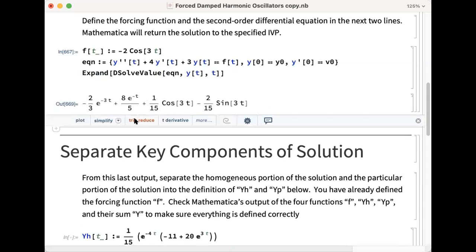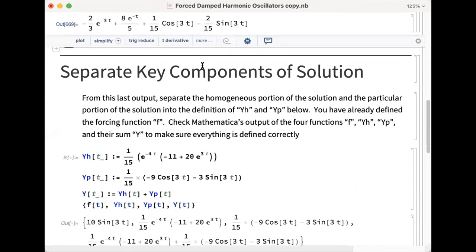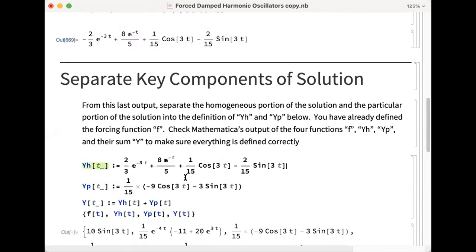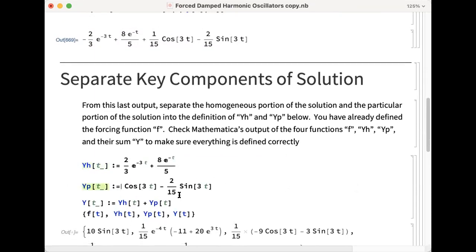Now that matches mine exactly, even in the order. Do you see Mathematica writes cosines before sines? Okay, now I'm really happy. So don't overuse Simplify. Expand was helpful enough. Okay, so now let's take our joint answer, Mathematica and we, and let's insert it here in my yh and yp. The yh is the part without sine cosine. The yp is the part without the exponentials.